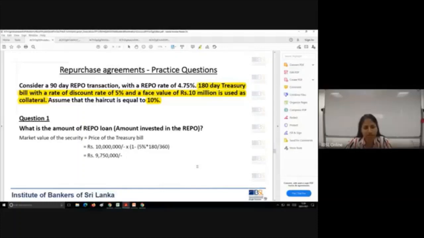Okay. So price of the treasury bill, how can you find? They have given you the discount rate here. So simply, discount rate is the annualized rate. Find the 1-day discount rate. Get the 180-day discount rate by multiplying that by 180 days. Then you simply multiply that by the face value. You will get the discount in amount terms. Deduct that from the face value and you will get the price of the treasury bill as 9.75 million.